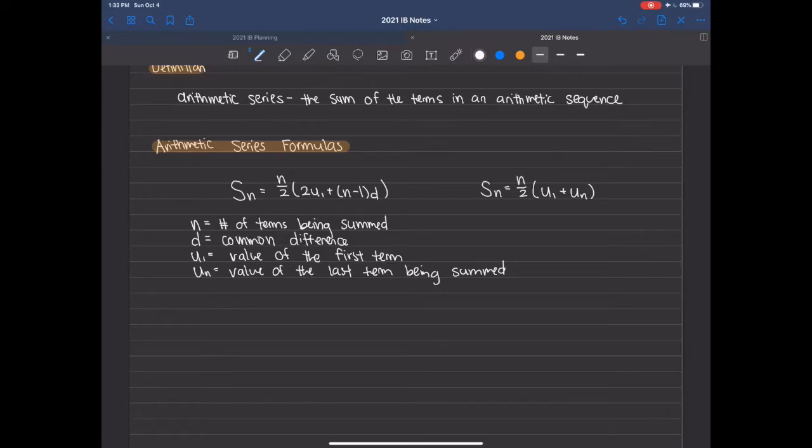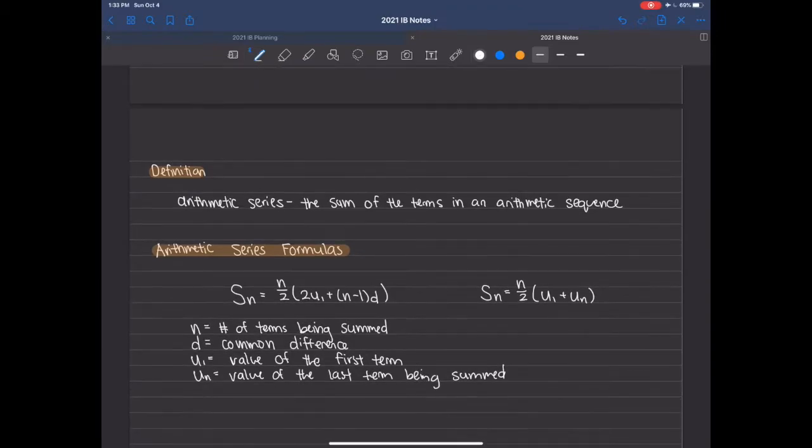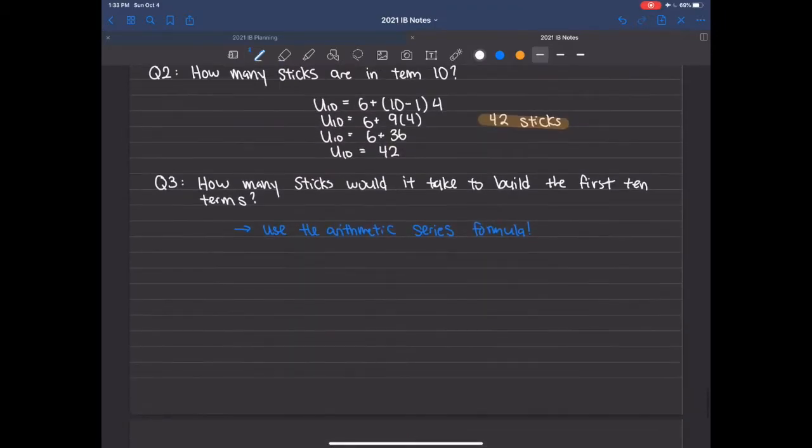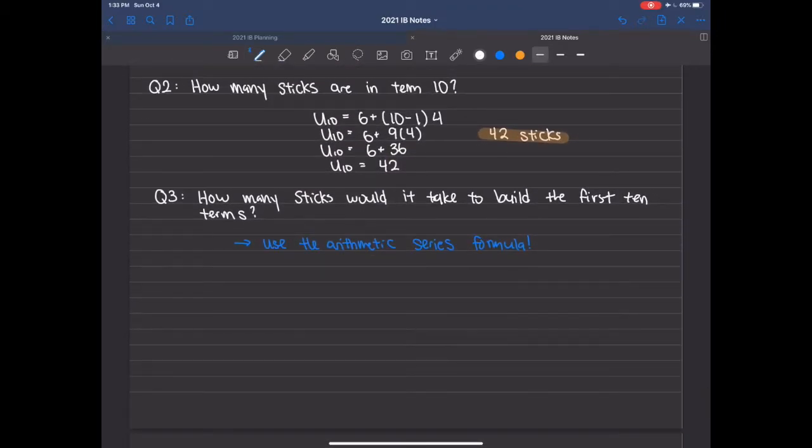Okay. So let's see this formula in action. Let's see both versions of this formula in action with that pattern we were just looking at. So Q3, how many sticks would it take to build the first 10 terms? Let's look at our formulas.